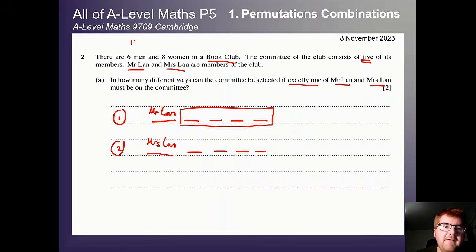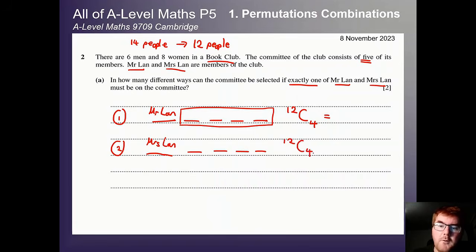So normally we have 14 people. We're discounting Mr. and Mrs. Lan because they can't both be there. So we've only got 12 people remaining to fill those particular slots. I can't use Mr. Lan or Mrs. Lan for either of these situations apart from the one that's already there. So essentially I want to fill these slots up. I have 12 people available. Again, I want to choose 4 from them. So I need to work out 12 choose 4. And that's going to be the same whether it's Mr. Lan or Mrs. Lan.